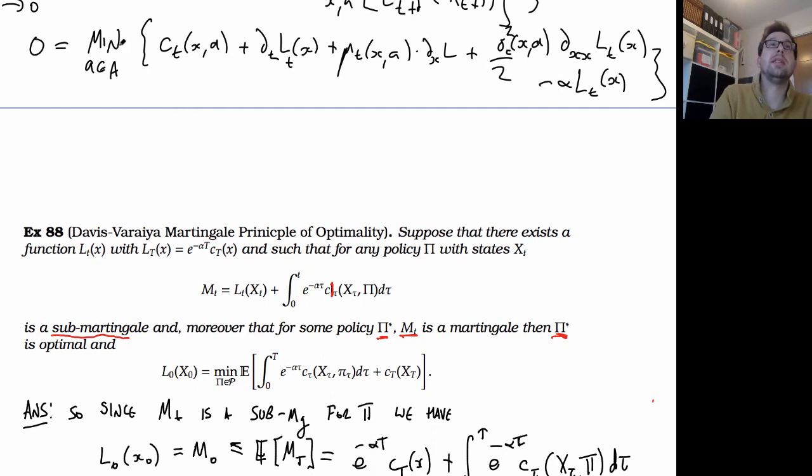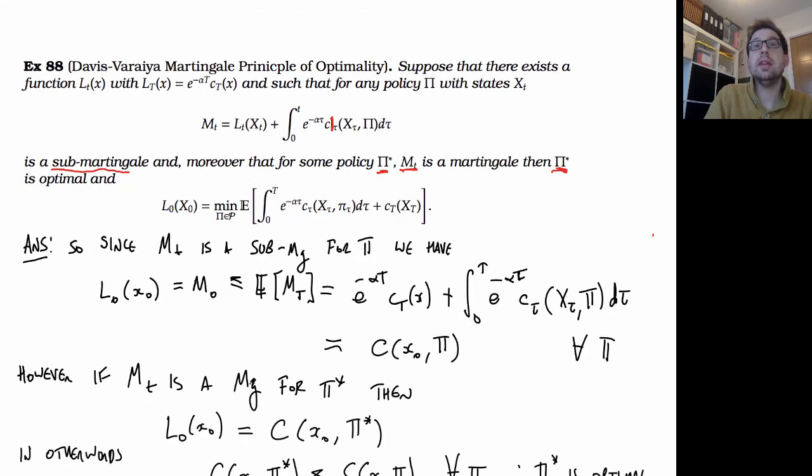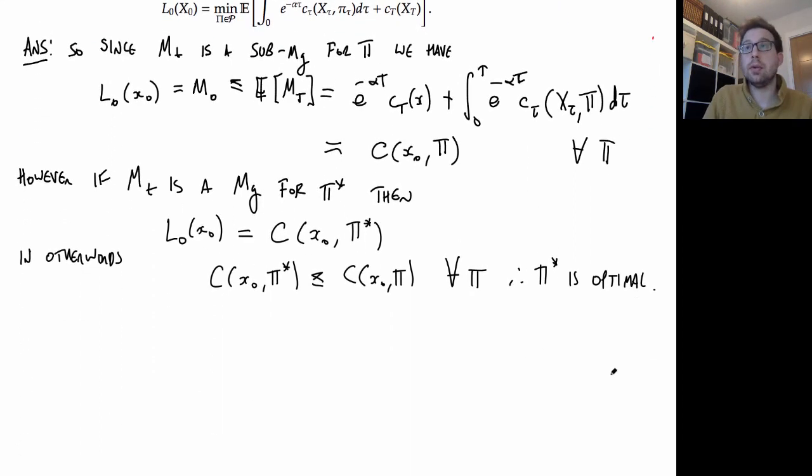Well, if we minimize this and it's equal to 0, then the drift of this function, M of t, is 0. In other words, we're going to get a martingale, and thus get an optimal policy. Okay, so that's the connection between this Davis-Varaiya martingale principle of optimality and that HJB equation that we wrote down before. So it's two sort of equivalent ways of looking at optimality for these types of problems.